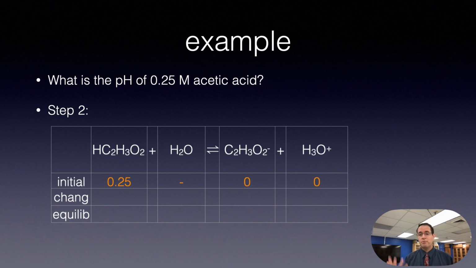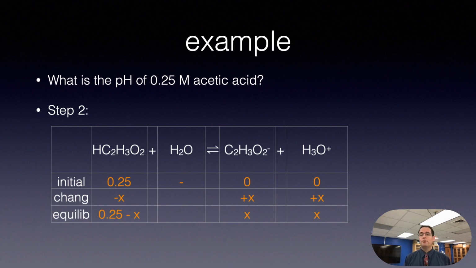So where do we put plus X? You put plus X under the zeros always, okay? So we're going to form products and we're going to consume reactants. And remember to add your columns to get the quantities in the equilibrium box, okay?